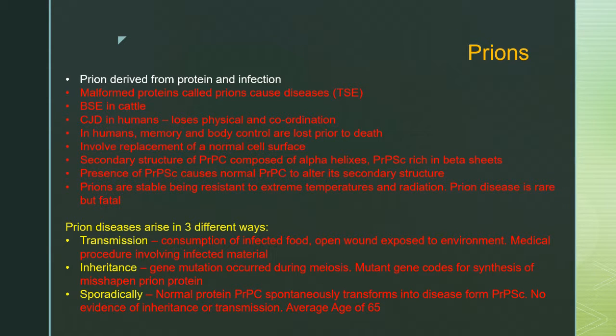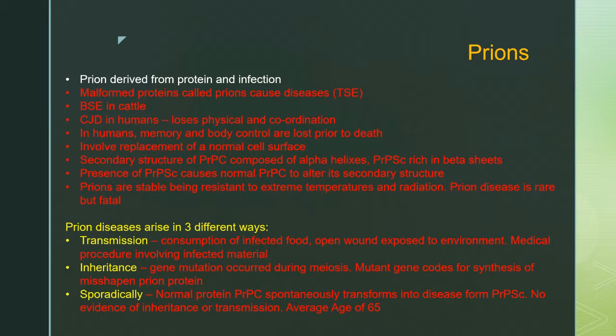Now I'm going to talk about prions. Prions are a different type of protein, and basically the word prion is derived from protein and infection. Malformed proteins are called prions, and prions cause diseases such as TSE, BSE in cattle, and CJD in humans, which means they lose physical coordination. In humans, the memory and the body control are lost prior to death, so it is a fatal disease. It involves the replacement of a normal cell surface protein.